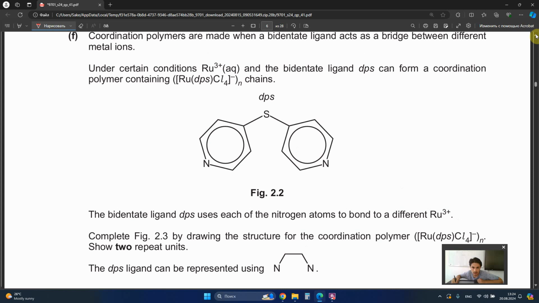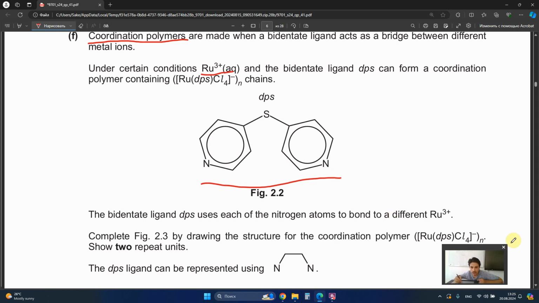All right, the next question is a bit tricky. Most students may fail this question, and that's absolutely fine for Cambridge. So you have some information about new types of complexes and new types of polymers. You probably have never heard about them in terms of your curriculum. And you have some information about how these polymers are made. They are made by a combination of ruthenium and DPS molecules acting as ligands. There are also monodentate ligands. The structure of DPS is shown.